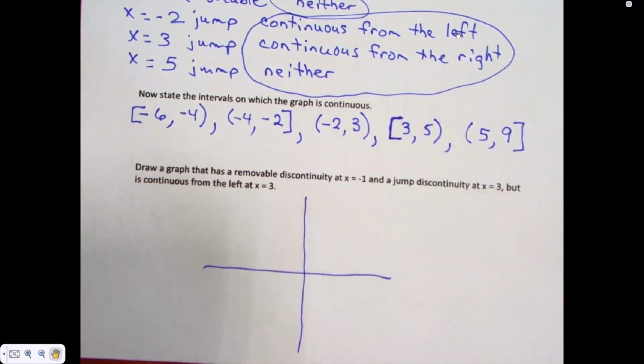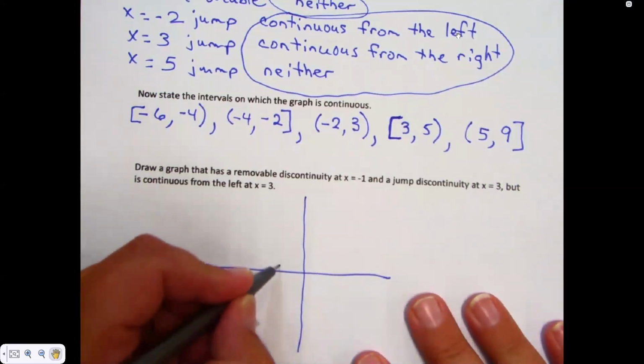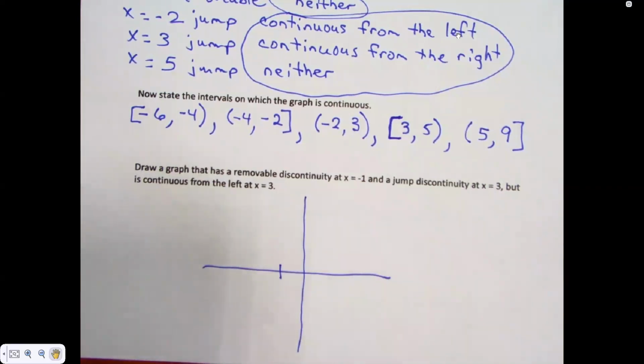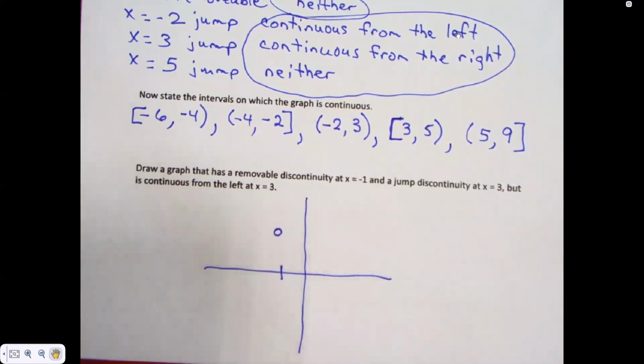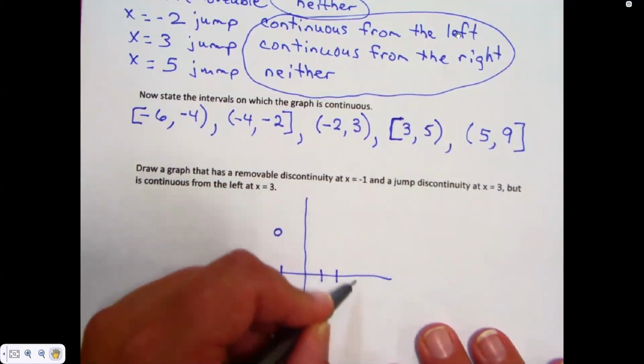Okay. So draw a graph that has a removable discontinuity at -1. So what does that mean? Removable discontinuity means a hole, or one thing out. So at -1, I have to have a hole. You can literally put it anywhere as long as the x value is -1. Let's put it here, but it doesn't really matter. And then the only other thing, and these are the two most common, so that's probably why it's on there. A jump at 3. So I put a 3, I have to go x equals 3.